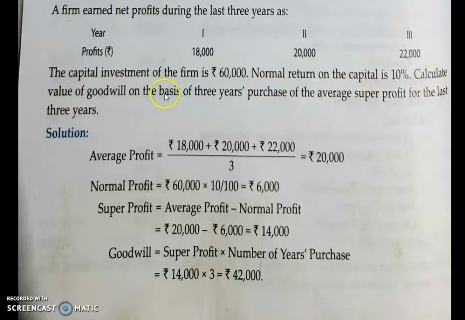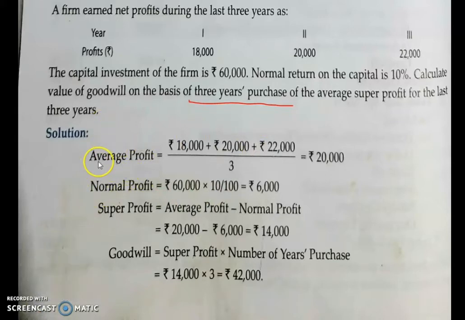Calculate the value of goodwill on the basis of 3 years purchase of average super profit for the last 3 years. So here you have to underline 3 years purchase. Average profit is 3 years purchase. Okay, now let us move to the solution part of this problem.